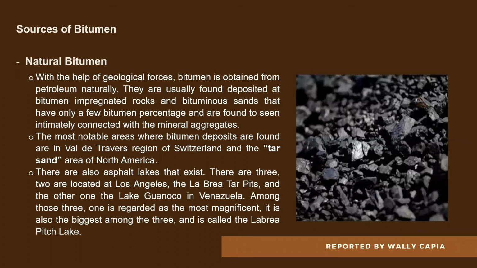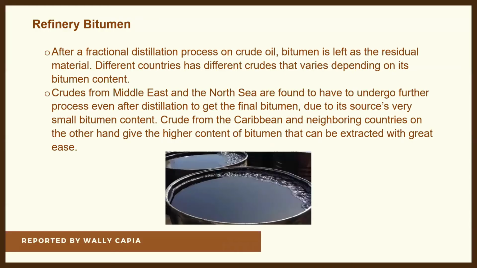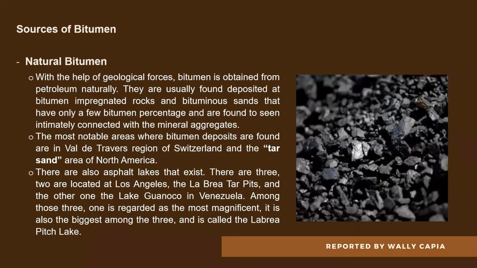So what are the sources of bitumen? The first sources, it came from natural bitumen and the refinery bitumen. When we say natural bitumen, it all came from the stones or from lake of asphalts. With the help of geological process, bitumen is obtained from petroleum naturally.